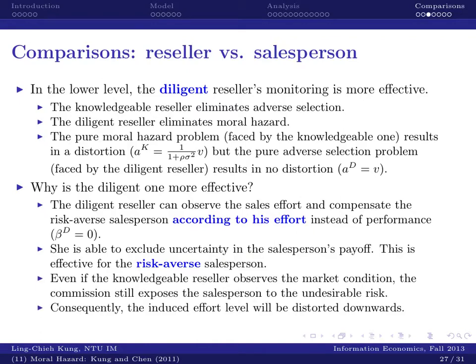So even if the knowledgeable reseller can observe the market condition, and if you really do the analysis, including the knowledgeable reseller can still reduce some inefficiency. But because the risk cannot be completely removed, the salesperson will still have some undesirable risk, and consequently the induced effort level will still be distorted downwards. Okay, so the key difference is that for the risk-averse salesperson, is it possible to remove all the risk? If that's possible, then the result is more desirable.